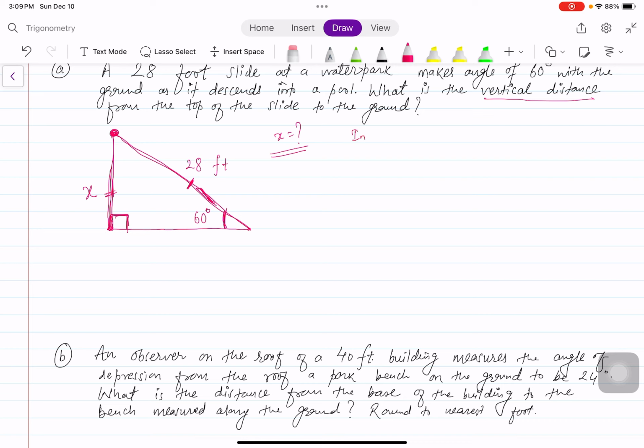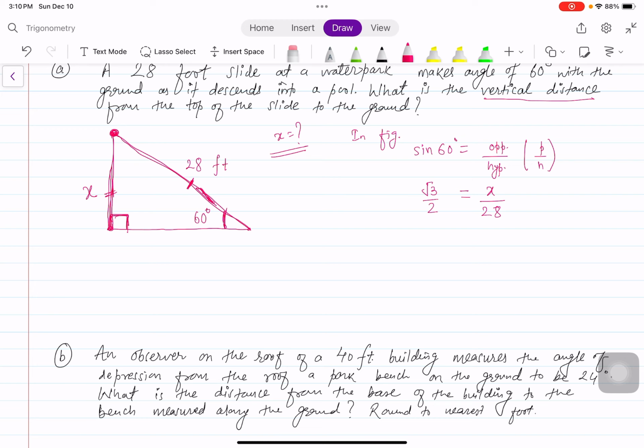So in the figure, sine 60 degrees equals opposite over hypotenuse. Correct? Some people also choose to write it as O over H. What is opposite? Well, let's plug in the value of sine 60 degrees and the other values. Sine 60 degrees is always square root 3 over 2, equals opposite over hypotenuse. Opposite is the x value, whereas hypotenuse is 28 feet.